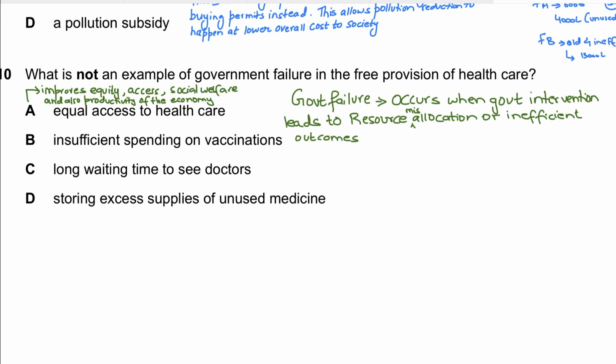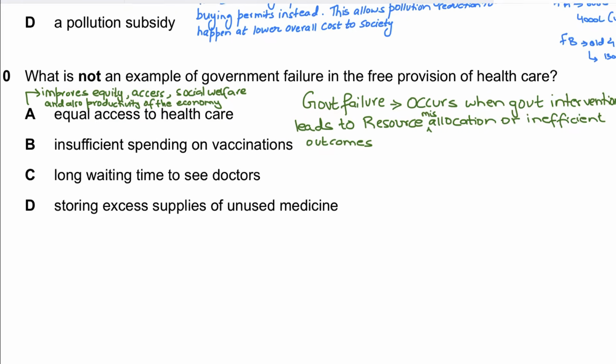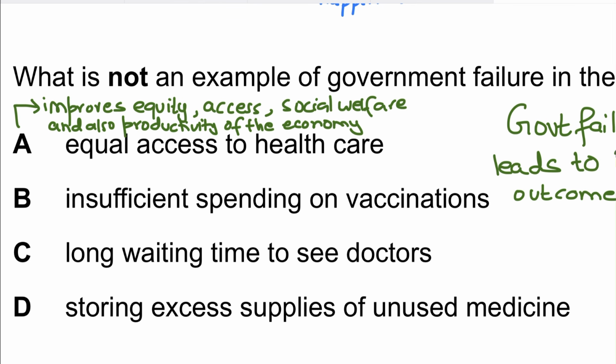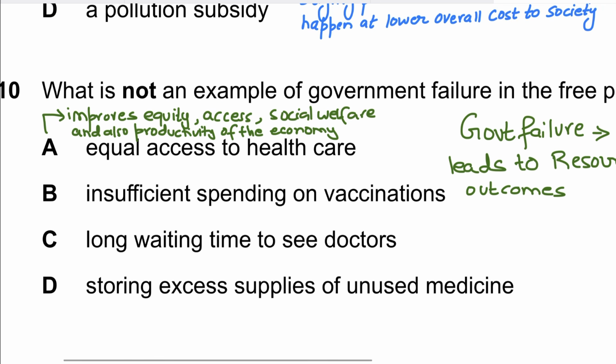So, what is not an example of government failure in the free provision of healthcare? The answer is A, because the question asks what is not an example. Option A says equal access to healthcare. This is certainly not an example of government failure, because you're improving equity, accessibility, and overall social welfare by providing it free of cost. Providing free of cost would also improve the productivity of the workforce, because it would reduce malnutrition, reduce death rates, and improve health overall, so productivity would rise. So that is not government failure.